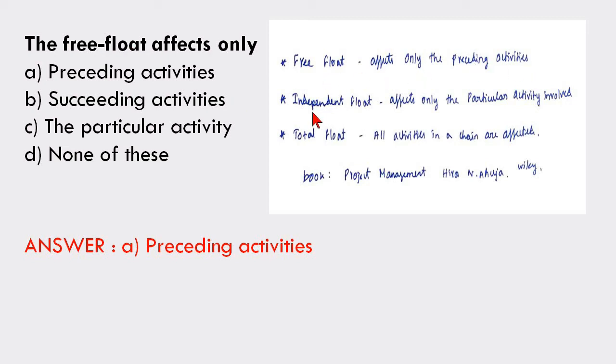If they ask independent float affects only the particular activity involved, okay. So it is very important question. Independent float affects only the particular activity involved. Total float, okay. Total float, all activities in a chain are affected, okay. So many books I have seen, the answer whatever they have given is somewhat wrong, okay.